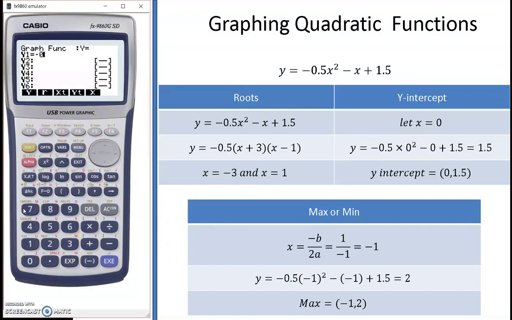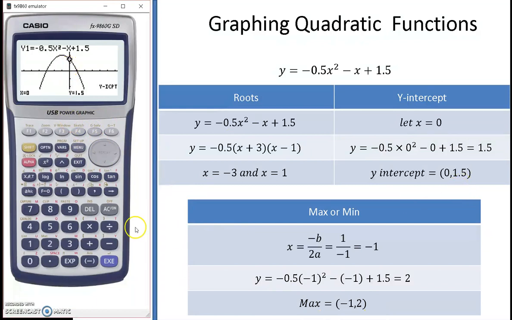So we put in minus 0.5 x squared minus x plus 1.5. Easy. We graph it, and then G-solve, roots, bang, bang. It tells us what the roots are. If we want to find the maximum, click max, and it gives x equals minus 1 and y equals 2. And then the last one, y-intercept. It picks it up right there.